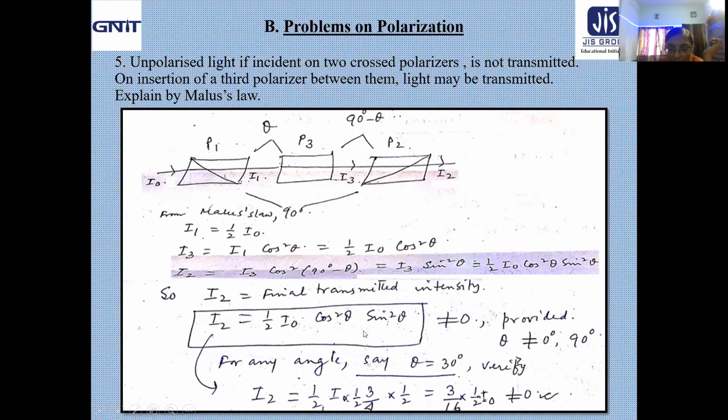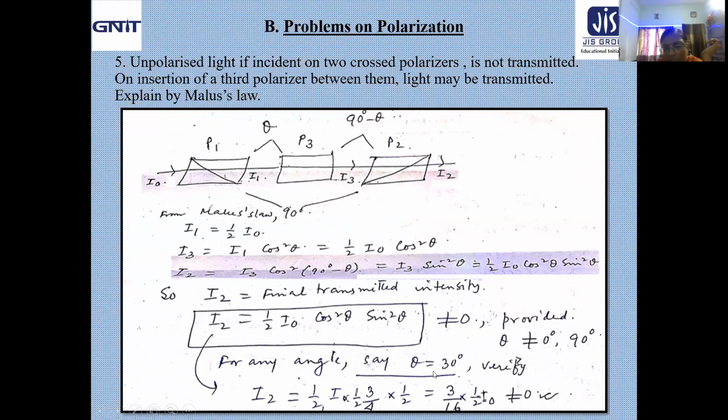Let us first verify for any angle. Say theta equals 30 degree. Sine 30 is half, so sine square 30 is half into half. And cos 30 is root 3 by 2, whole square, so 3 by 4. And half I0 is as usual. So what we are getting is 3 by 32 into I0, which is definitely not 0.